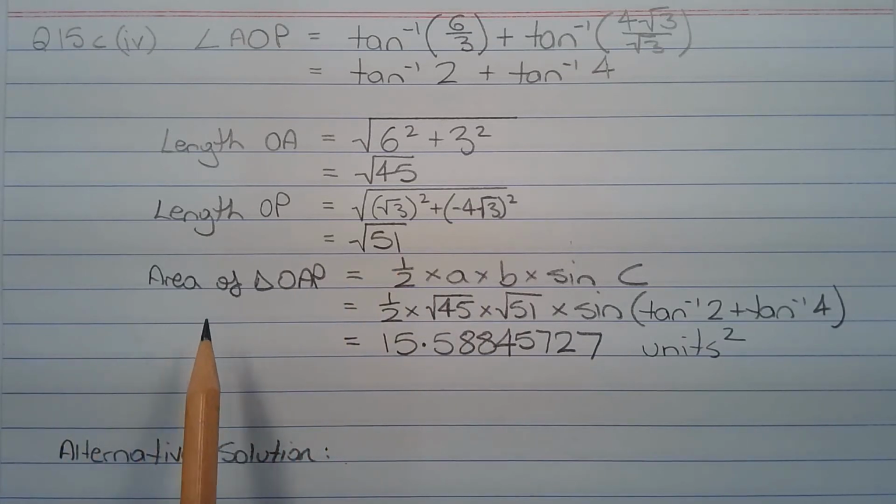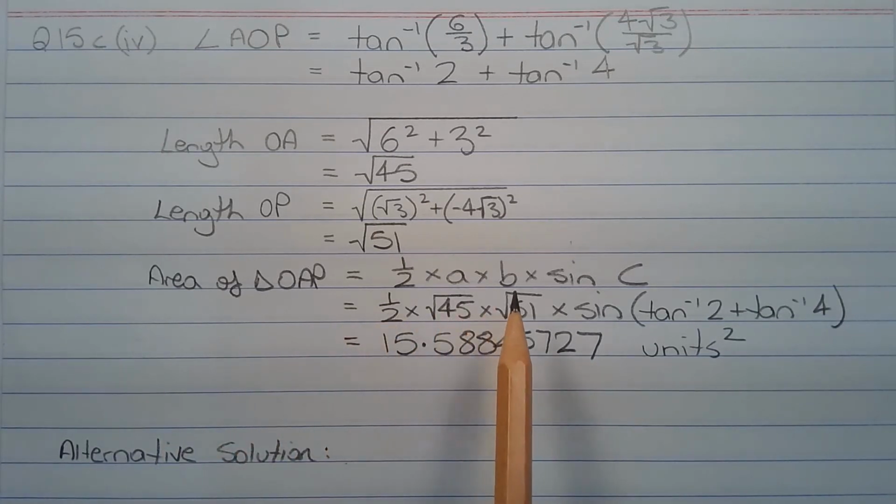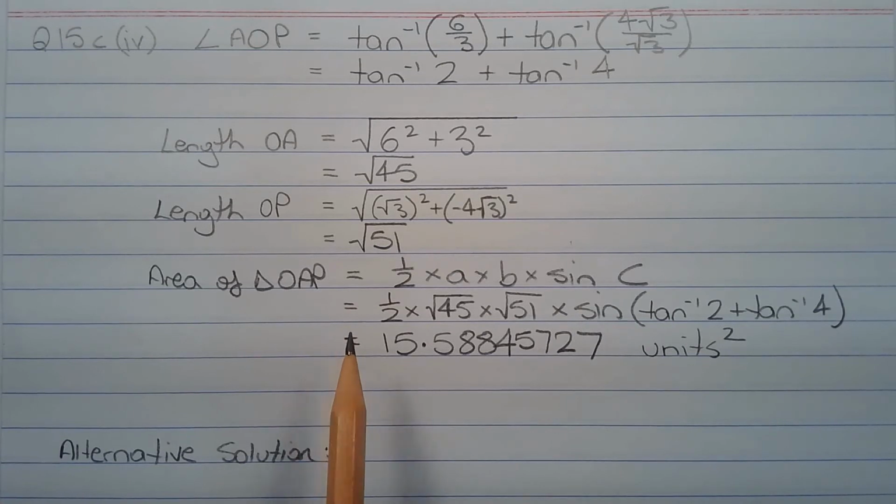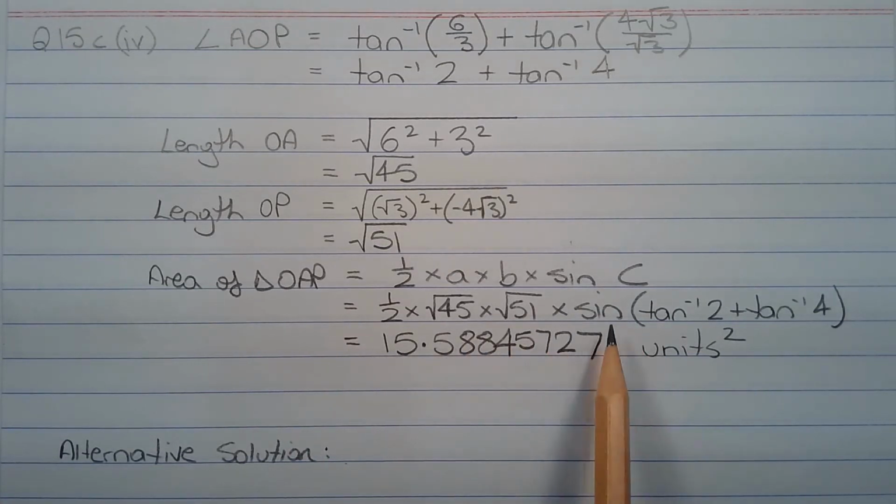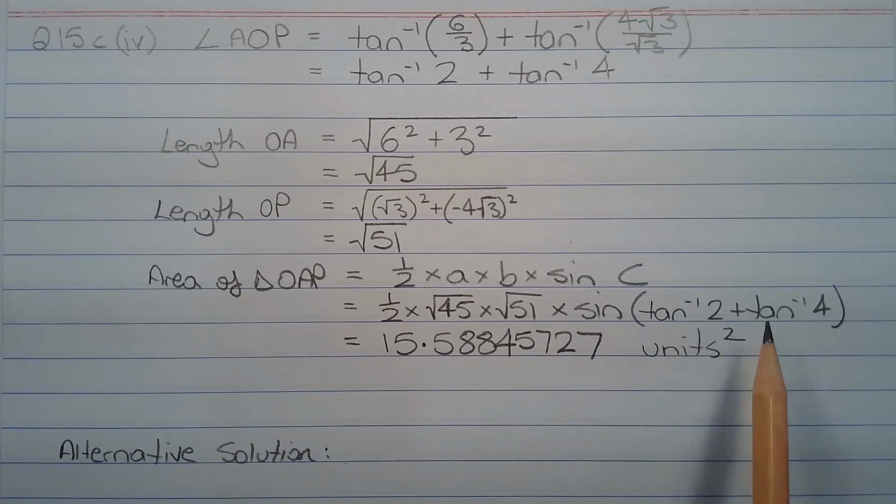And the area of triangle OAP by the area rule is half times a times b times sine C. So that equals half times root 45 times root 51 times sine of (inverse tan of 2 plus inverse tan of 4), which equals 15.58845727 square units.